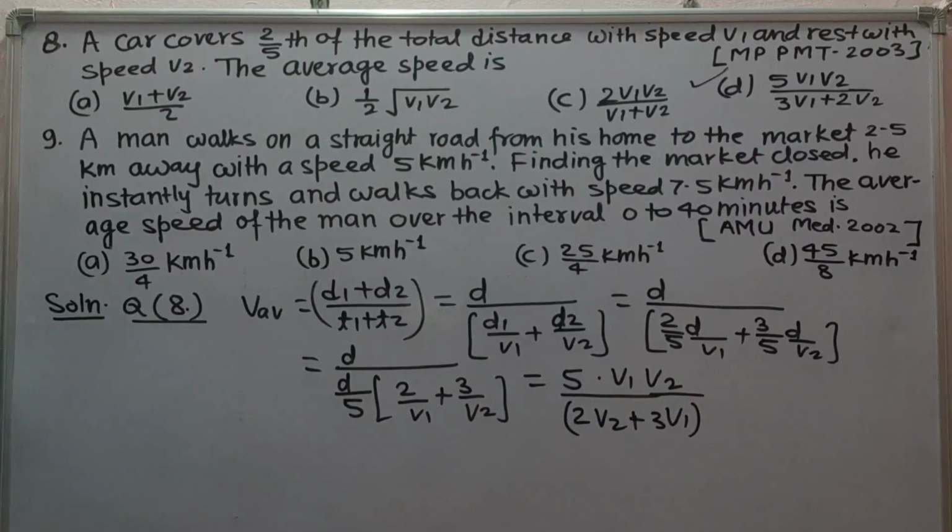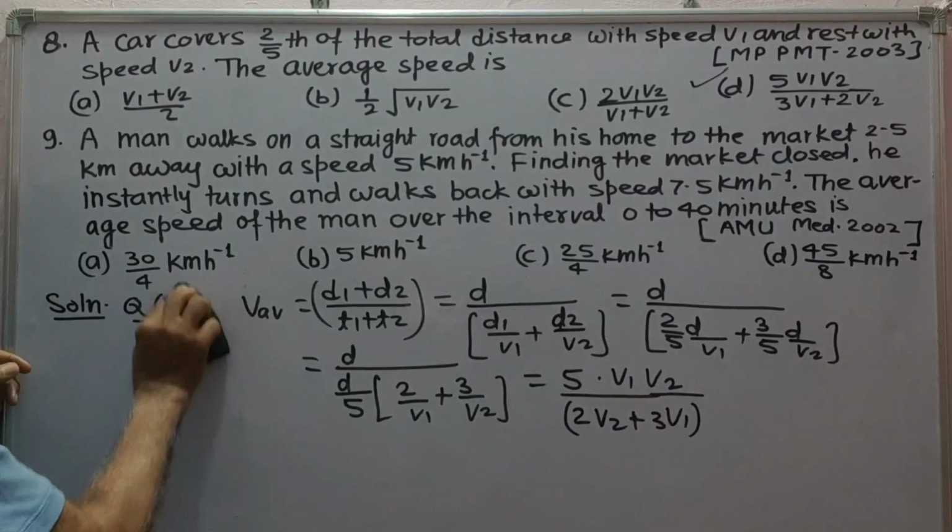The question is, a man walks on a straight road from his home to the market 2.5 km away with a speed of 5 km per hour. Finding the market closed, he instantly turns and walks back with the speed 7.5 km per hour. The average speed of the man over the interval 0 to 40 minutes is. These are the options. So, solution to question 9.